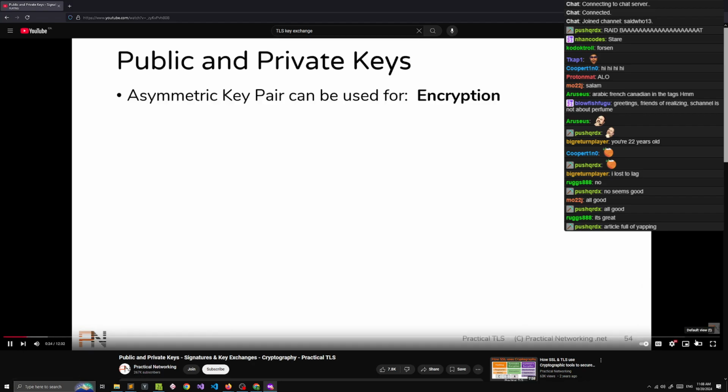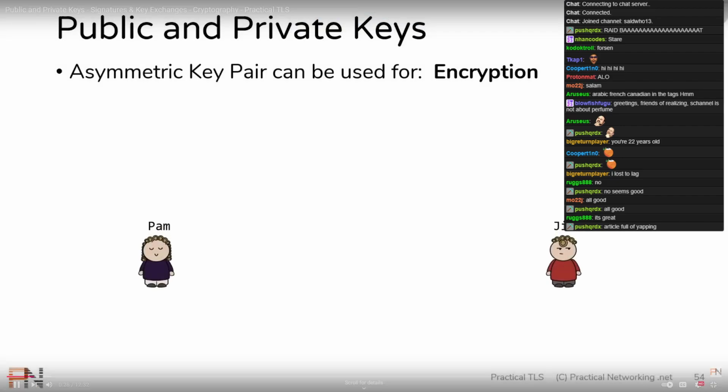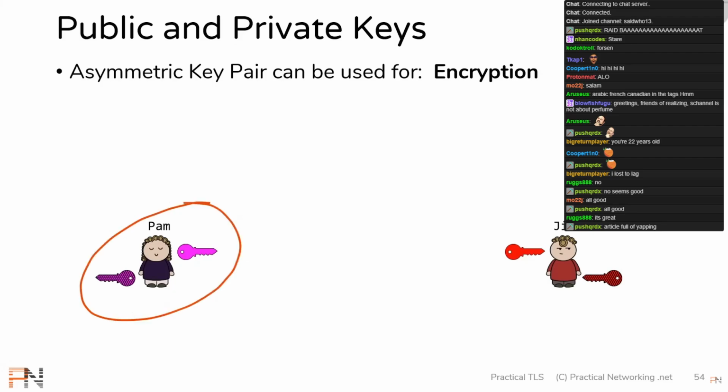Encryption. So let me show you how that works. We're going to use Pam and Jim. They're going to use asymmetric keys to securely exchange data with one another. Now, since these two are two different people, they each have their own set of public and private keys. Pam has one set of public and private keys. She has her public key closer to Jim, available to Jim if he needs it, and she has her private key hidden, private from anybody else.